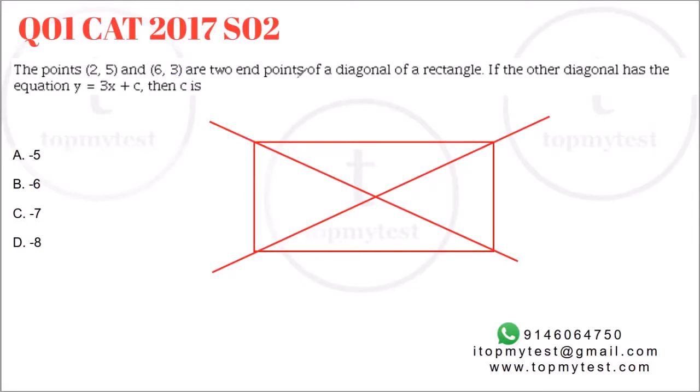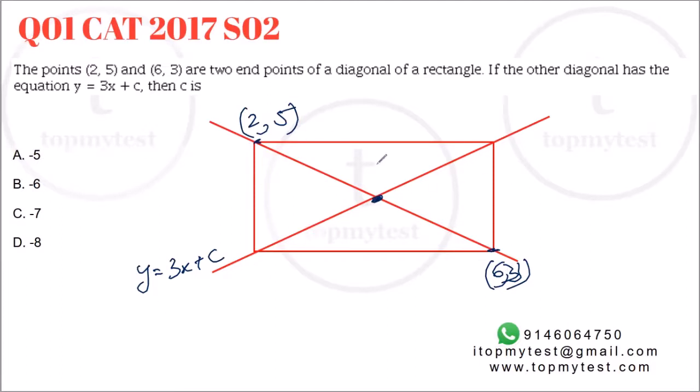Okay, so if I were to draw this, one point is (2, 5) and another end of the diagonal is (6, 3). Now you know the equation of the other diagonal is given as y is equal to 3x plus c. You need to find the value of c. Now what is the property of the diagonals of a rectangle? They bisect each other. So I know the two endpoints of the diagonal, so I know the midpoint of the diagonal. This midpoint has to lie on this line.